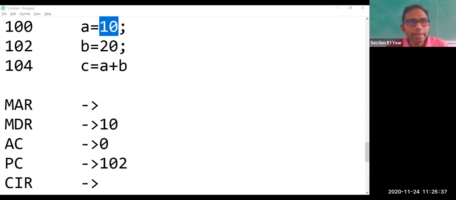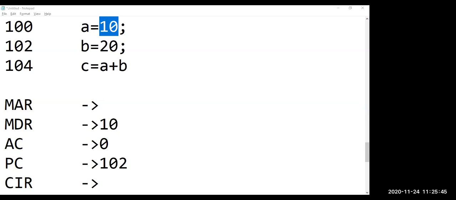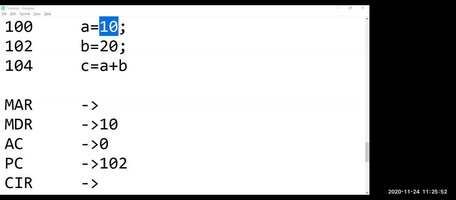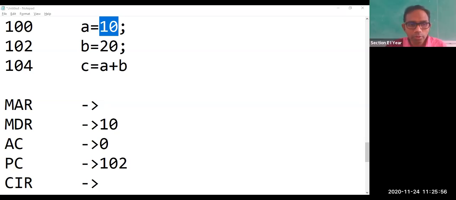Suppose we are executing line 102. When you are executing line 102, CIR, I'm talking about the current instruction register, becomes 102. Program counter becomes what? 104. Very good. Program counter becomes 104.